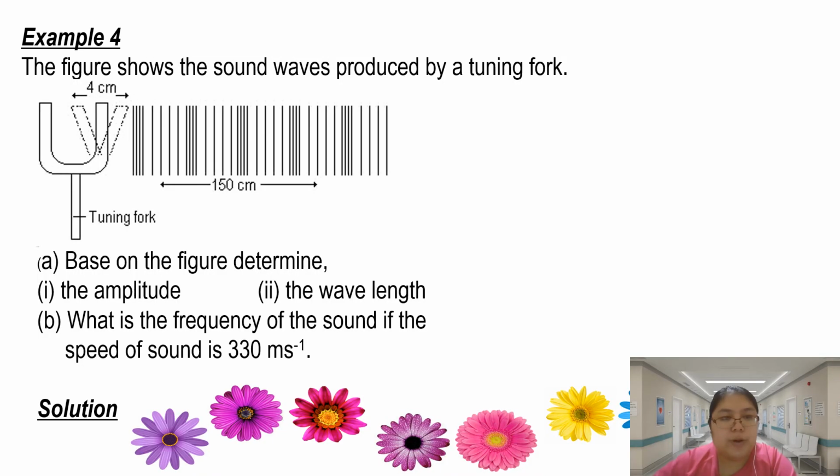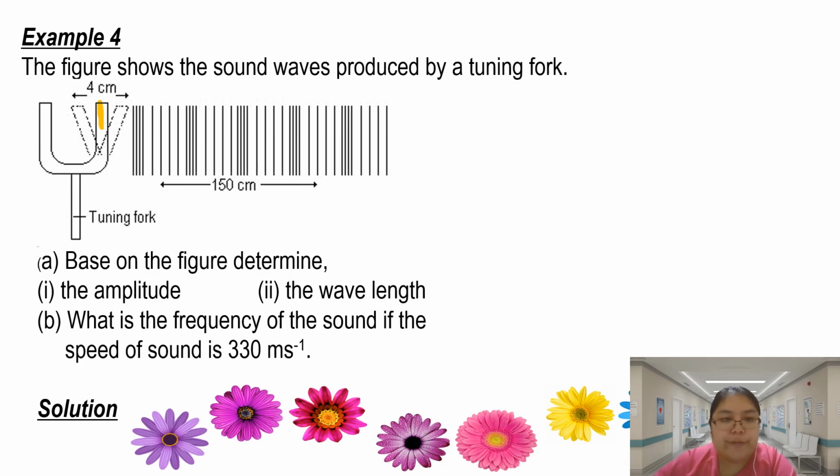Okay, now we go to example 4. Example 4 shows a tuning fork that is vibrating. Based on the figure, this one is a sound wave. So what is the amplitude? Can you see the vibrating of the tuning fork? Left to right is 4 cm. Remember, the amplitude is only halfway. The center is the horizontal, so when you go to the right, actually you go 2 cm only. That one is the amplitude.